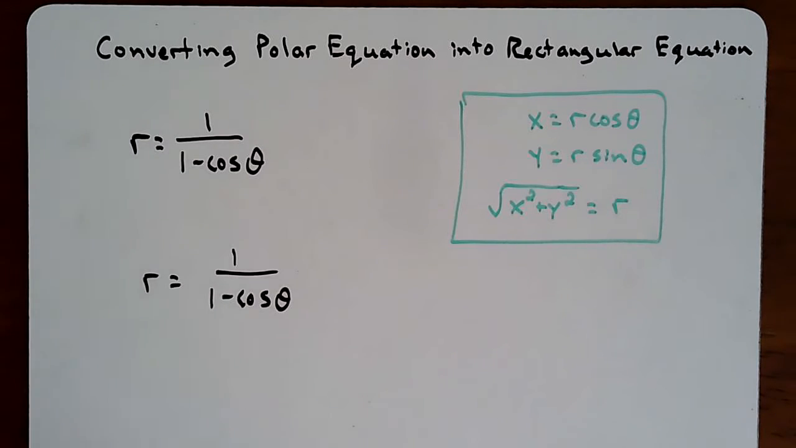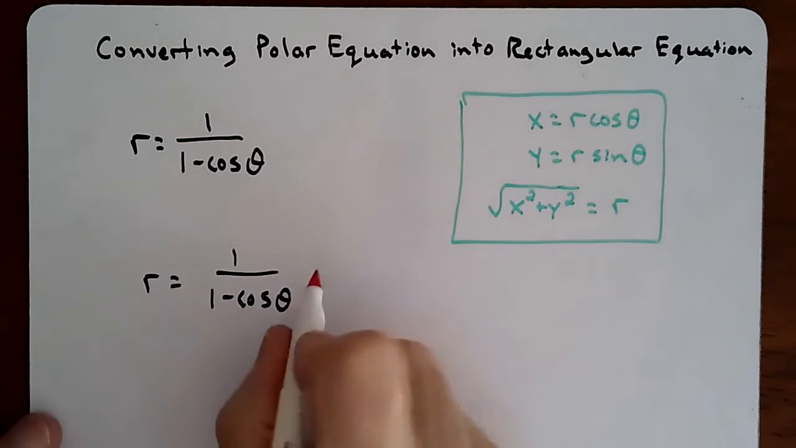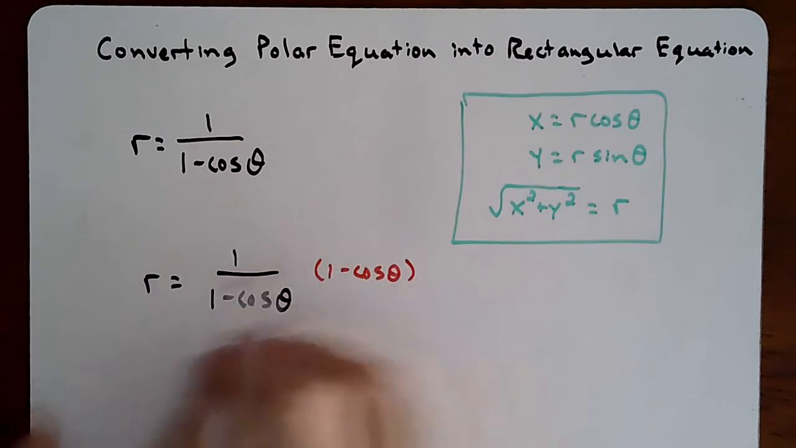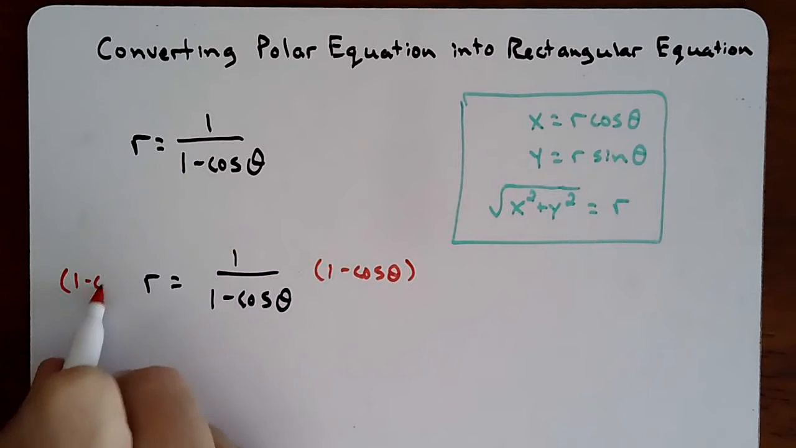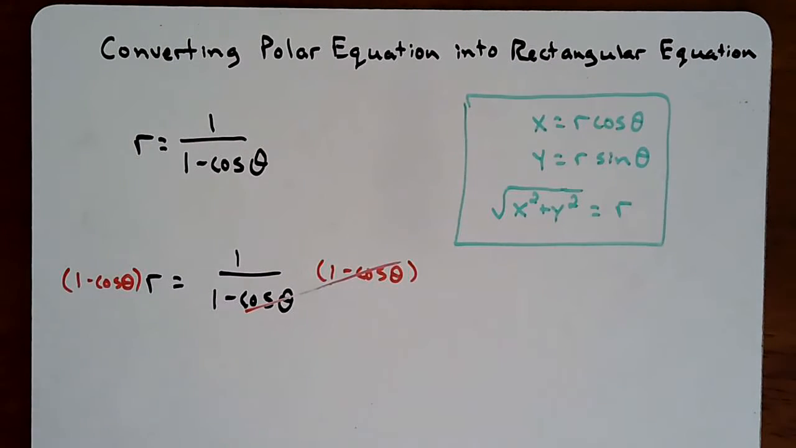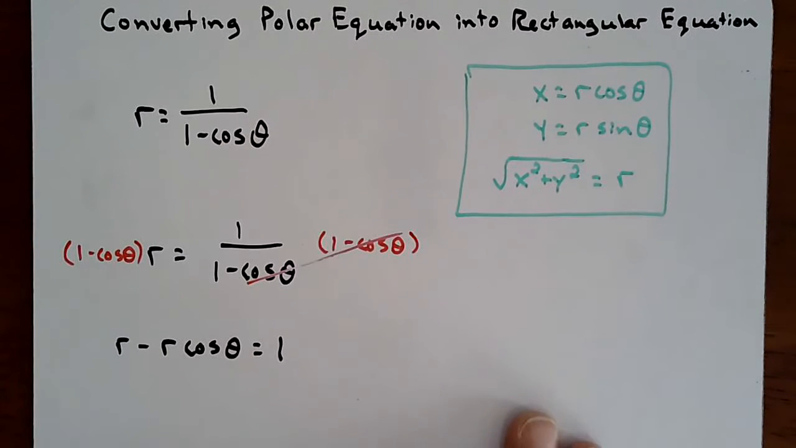I'm going to start by clearing out my fraction, which means I'm going to multiply this over to the other side, 1 minus cosine theta, just to clear out my fraction. And I'm going to distribute on the left. So I'm going to have an r minus r cosine theta equals 1.